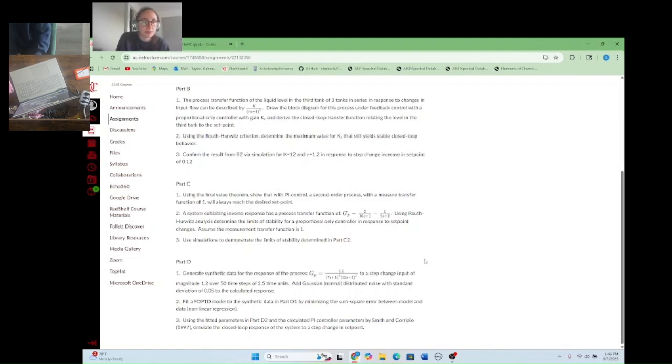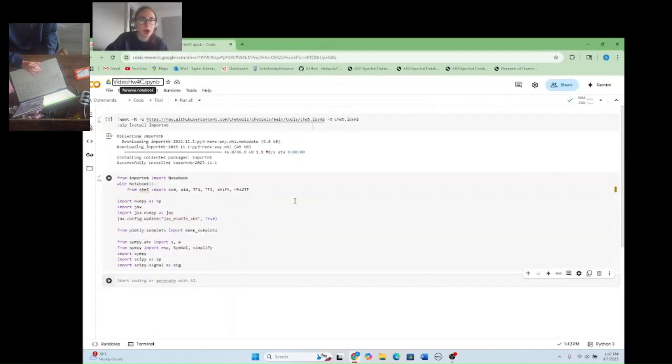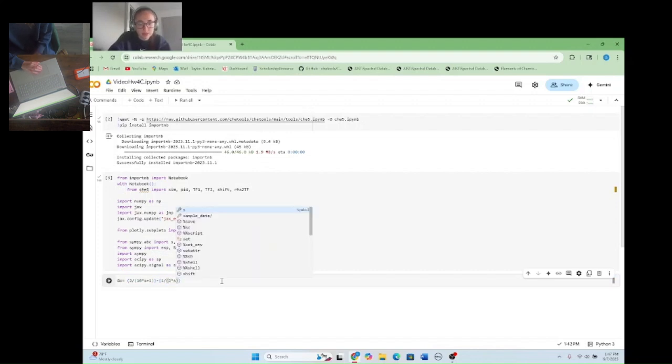I'm doing part C, 3. So we're going to use simulations to demonstrate the limits of stability that we determined in part C2. Okay, so we can go over to our Colab. I imported our libraries from GitHub. So the first thing that we want to do is we were given our GC is equal to 2 divided by n times s plus 1 minus 1 divided by 2 times s plus 1.